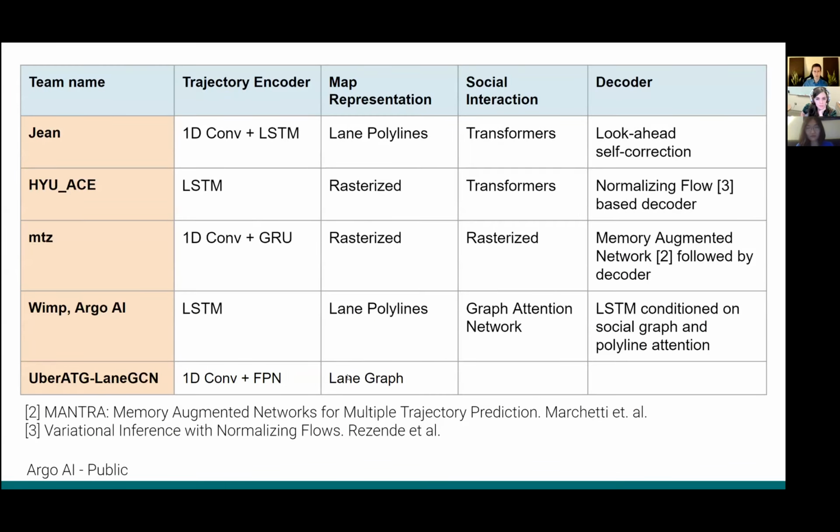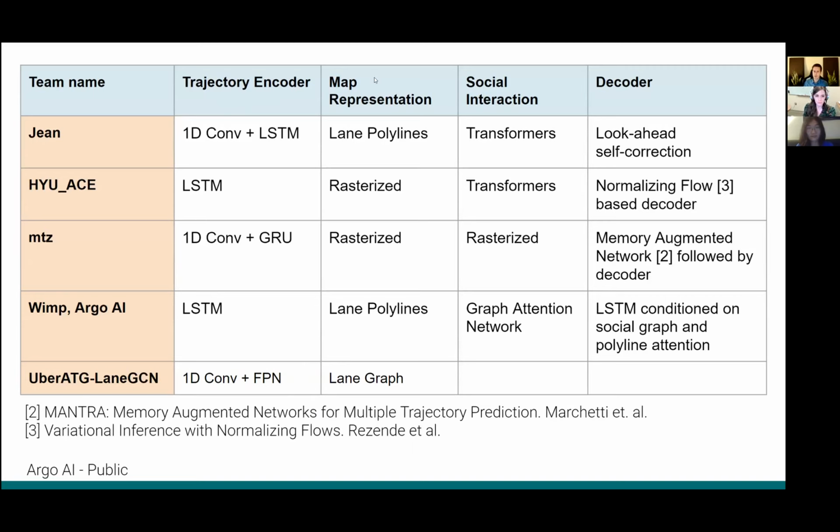So what do these algorithms look like at a high level? We don't have time to go into details. This is what the top methods in 2020 looked like. They all have some way to encode trajectories, not just of the agent that we're asking about. We're asking about the future for one particular car, but also for other agents in the scene. You might want to encode their trajectories somehow, usually with things like 1D LSTMs or 1D convolutions.